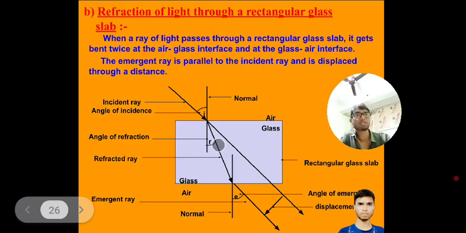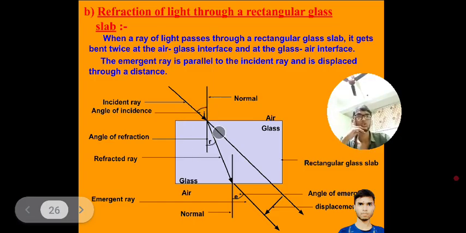Angle of refraction. This is a refracted ray which is bending towards the normal. Between this and the normal will be known as the angle of refraction. Now the incident ray, and the angle between it and the normal line, will be known as the angle of incidence, not this. We are talking about this.